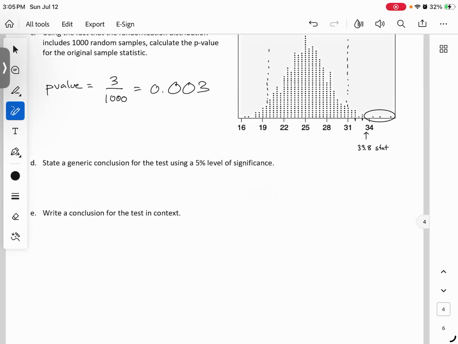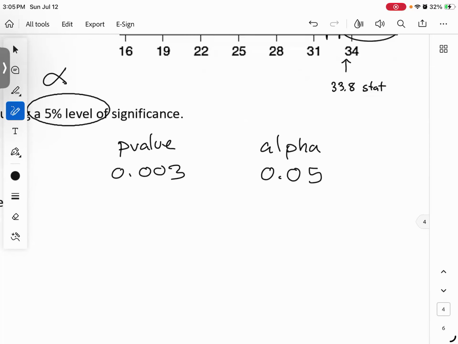Like, what do you do with the p-values? I'm just circling the level of significance. That's alpha. I'm just going to put it right here. The p-value was 0.003, and alpha is 0.5. Just like we did on the first page, you check to see whether the p-value is smaller than alpha, and in this one it is. Like 0.003 is much, much smaller than 0.5.